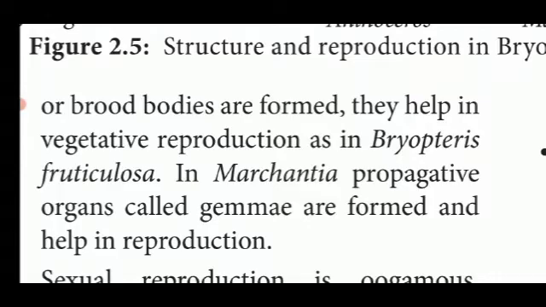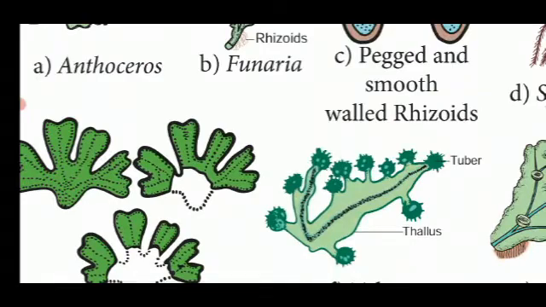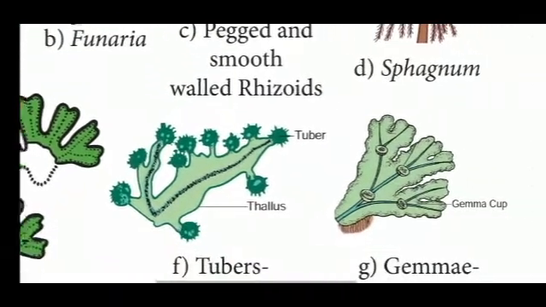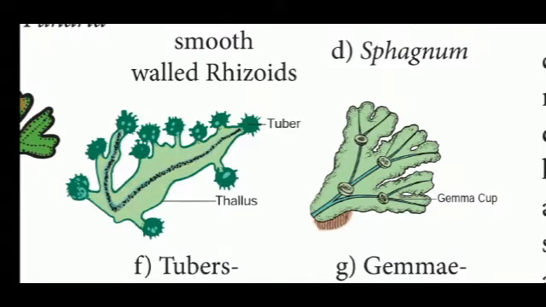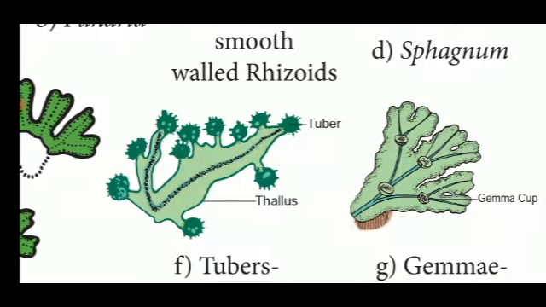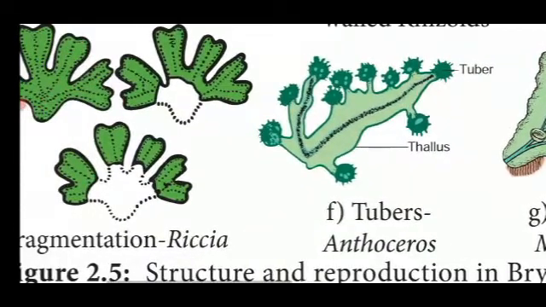In Marchantia, propagating organs called gemma cups are formed. A cup-shaped structure in the thallus is called a gemma cup. These gemma cups are involved in the production of new plants. And tubers are also involved in the formation of new plants in some plants.